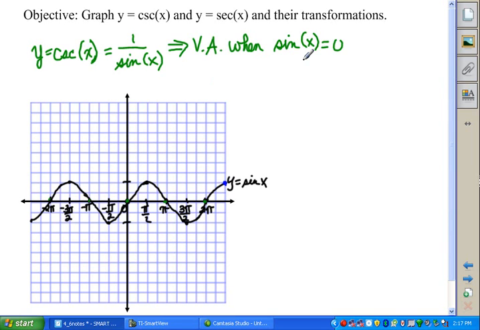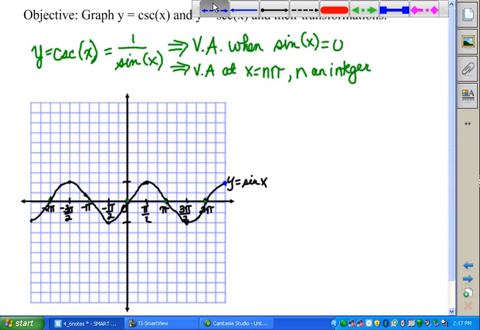So we are going to have vertical asymptotes at x equals n pi, where n is an integer. So let's go ahead and draw those on our graph.